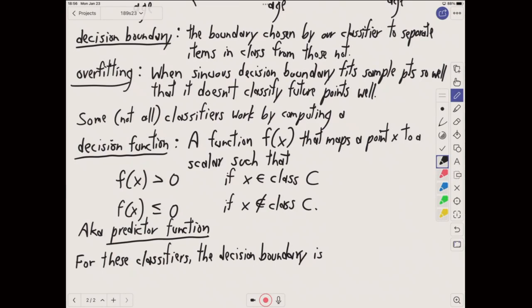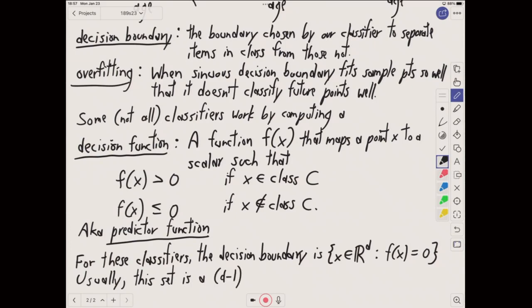So again, for classifiers that use a decision function, the decision boundary is the set of all points in our d-dimensional feature space such that f of x is equal to 0. So the set of all points where the decision function is 0 is your decision boundary. Usually, although not always, this set is a surface, or specifically, topologists will say that it's a d-1 dimensional surface in d-dimensional space.